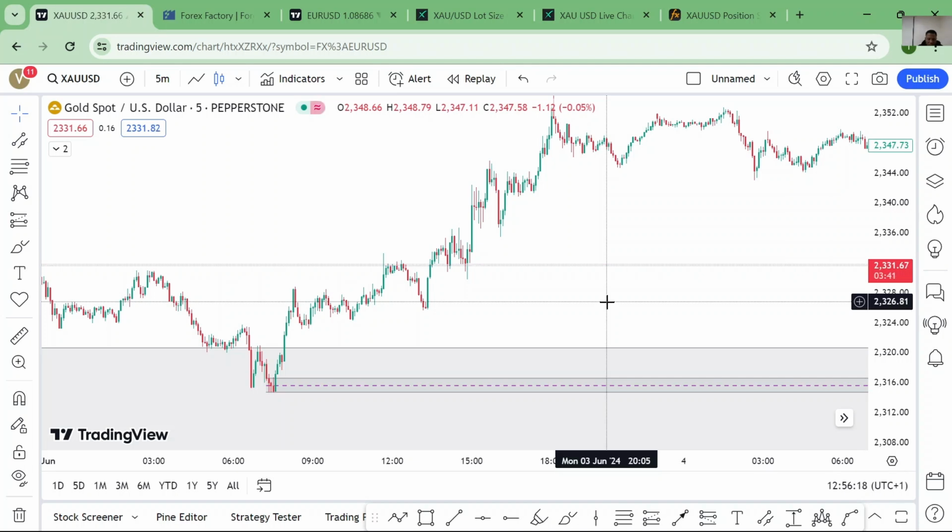All right, guys, welcome to this lesson. In this lesson, you're going to be looking at how to calculate pips on gold, so that in all your gold setups, you're going to know the amount of pips that is at risk and the amount of pips that you're targeting in terms of take profit.